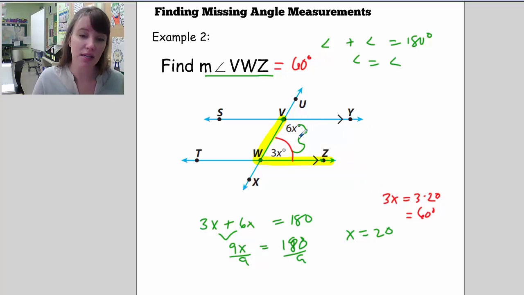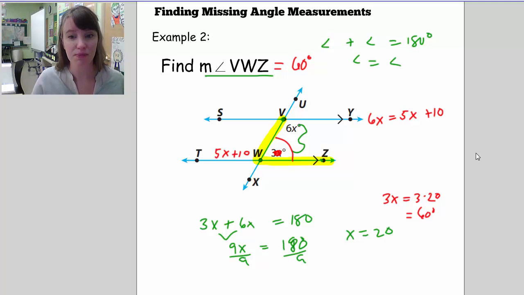Okay, now let's say that instead of giving you 3x and 6x, I gave you 3x here and let's say I gave you alternate side interior. So I gave you that this was, let's see, 5x plus 10. Okay, well, these two are expressions, so what I would have to do is set them equal to each other. 6x is equal to 5x plus 10. Like that, and then you could solve it that way.